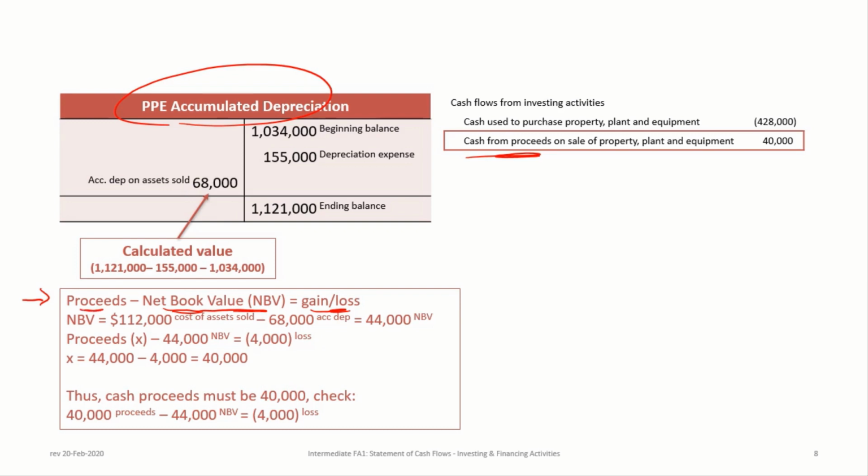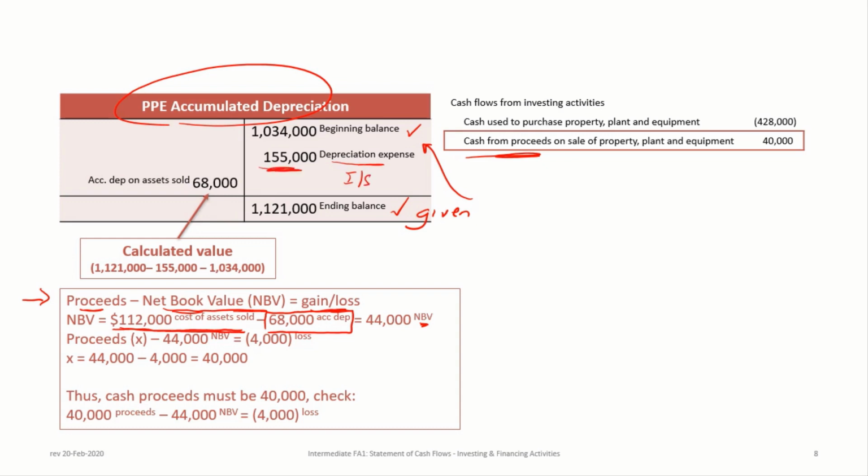So what we know is that the original cost of the assets sold was $112,000. We showed you that in the previous slide. What we don't know quite yet is the accumulated depreciation on that asset to determine what the net book value is. We have to reconstruct our accumulated depreciation account. So we know from the data that our beginning balance is $1,034,000. And we know also from the data that our ending balance is $1,121,000. So these two are given. What we're also told is that depreciation expense on the income statement is $155,000.